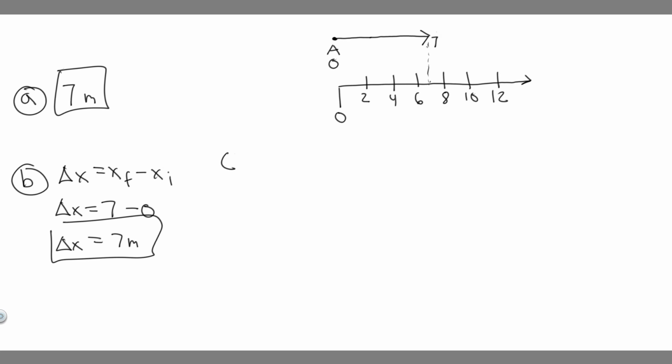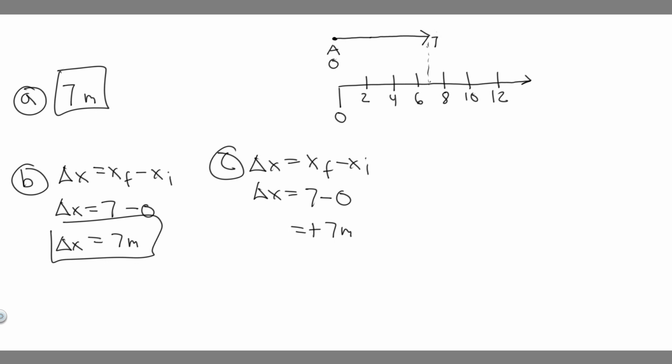And then for C, what they want us to find is the displacement from start to finish. They're basically asking the same exact thing as in B, so you just take the displacement again. It's x final minus x initial, so delta x is equal to the final, which is 7, minus the initial, which is 0. And 7 minus 0 is just 7.